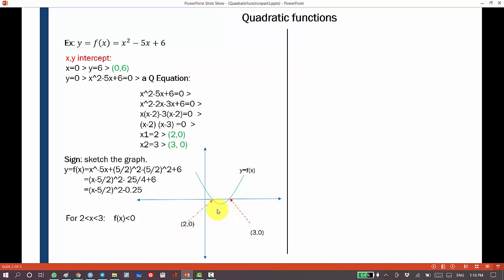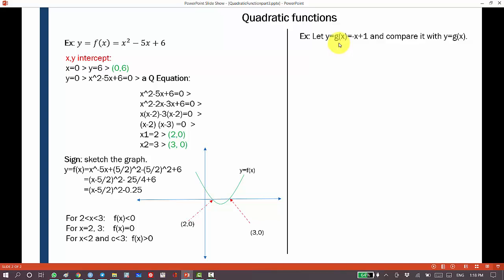Here we clearly see that for x between 2 and 3, the function is negative because that part of the graph is below the x-axis. At x equals 2 and 3, the function is on the x-axis, therefore 0. And for x less than 2 and for all x values more than 3, the graph of the function is above the x-axis, therefore positive.